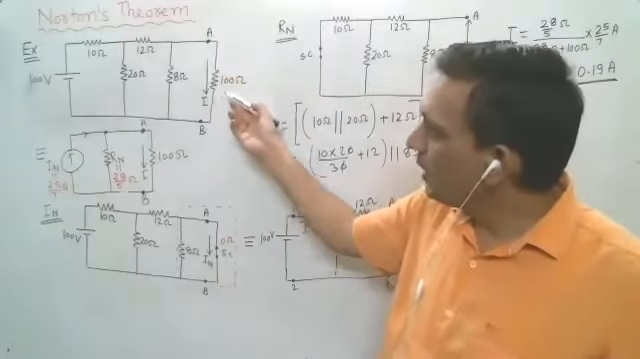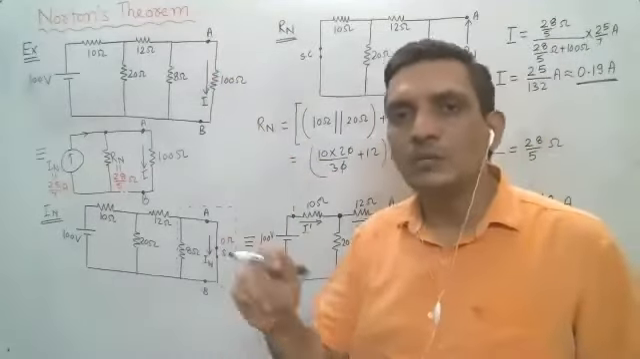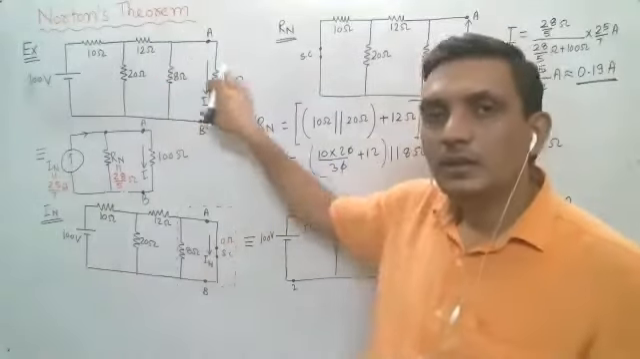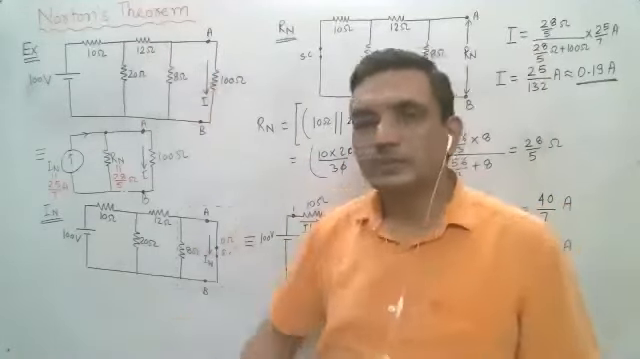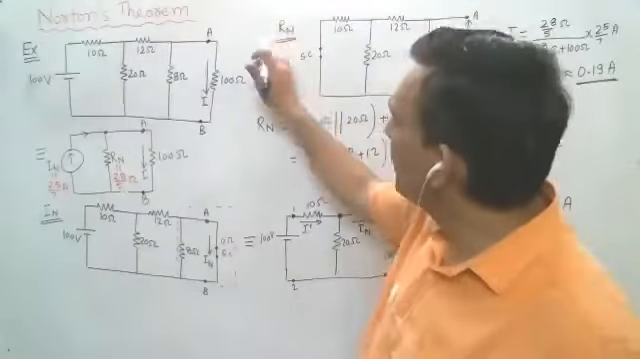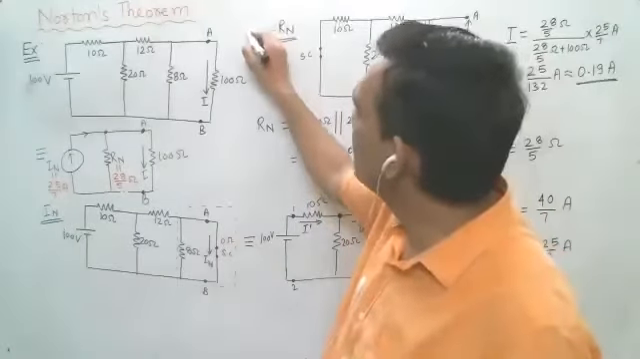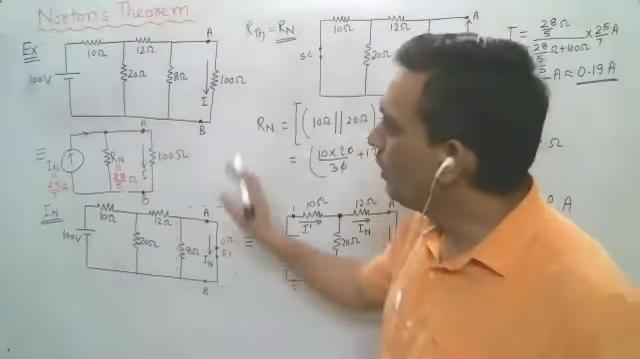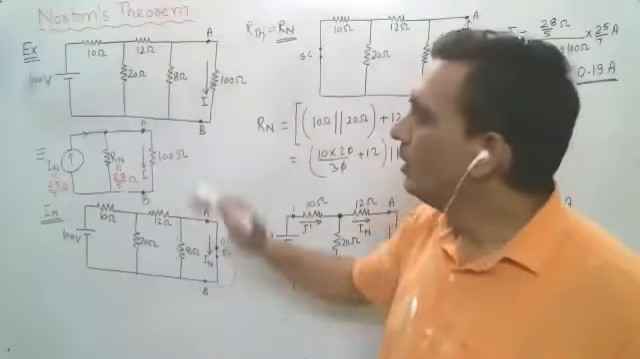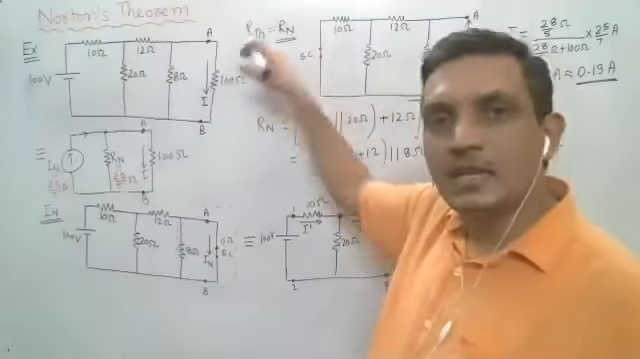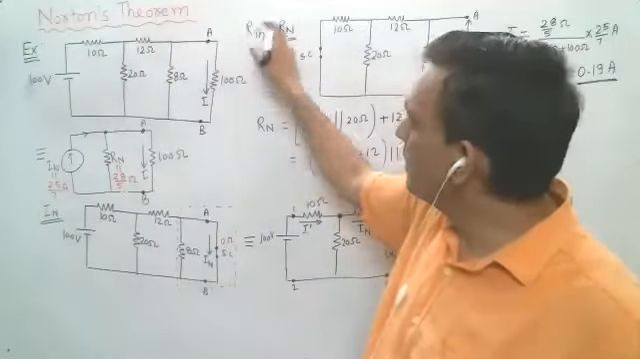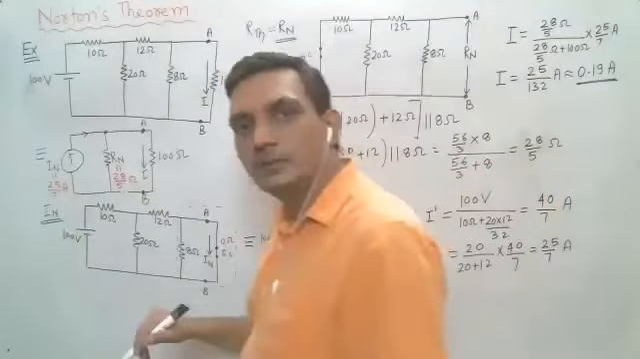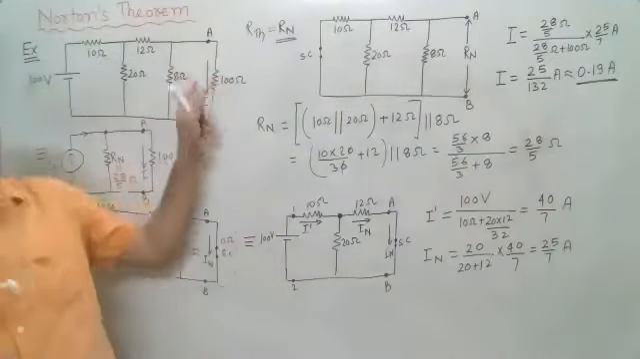You can find same current using Thevenin's theorem also. In a 3-loop network, let us apply Thevenin's equivalent also, because Rn and Rth is same. You will get same Rth. If you want Thevenin's equivalent, you need Vth only. So let us draw Thevenin's equivalent also and find Vth, because Rth is same, exactly Rn. Rth is exactly equal to Rn. Now draw Thevenin's equivalent and again find current across 100 ohm.